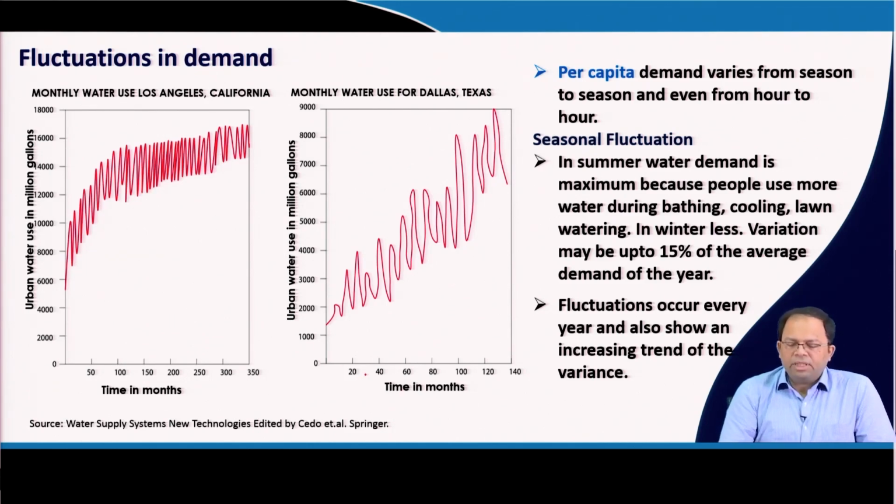And again, when we talk about variation, we also see that the fluctuations occur every year and also show an increasing trend of variance. So it is not only the fluctuations, the variance of the fluctuations also keeps on increasing. If the mean is higher, we also see a change in the variance as well. In future, if the demand is increasing, we see that maybe because of the different characteristics or types of people, the water use varies during different seasons, and the variation is also gradually increasing over time.